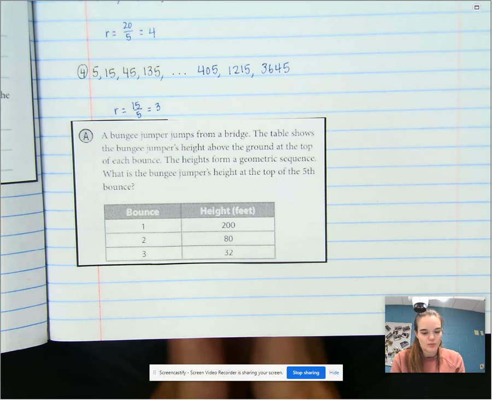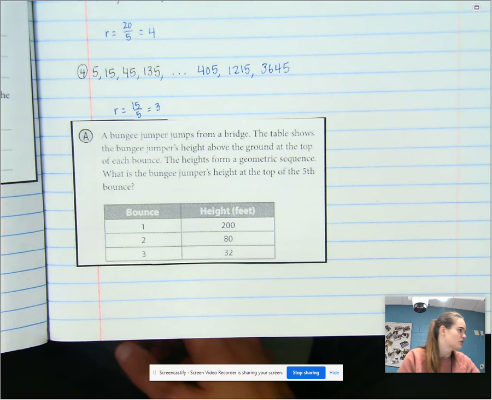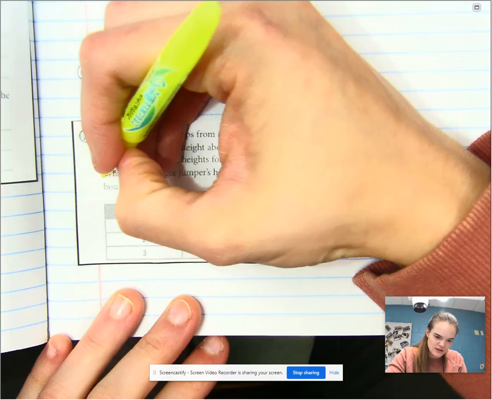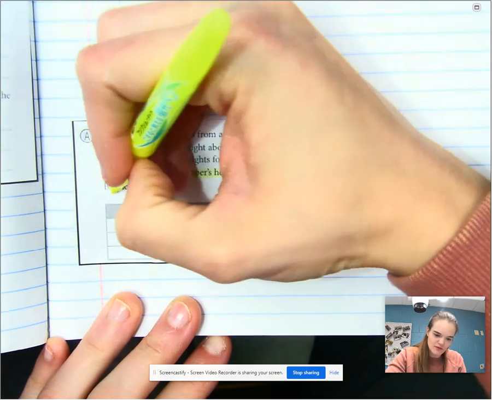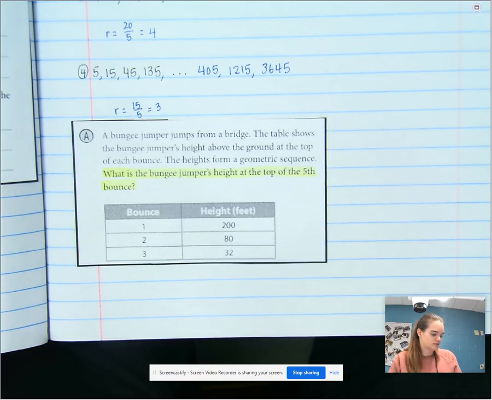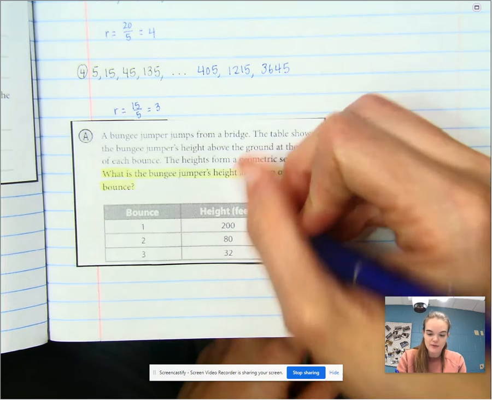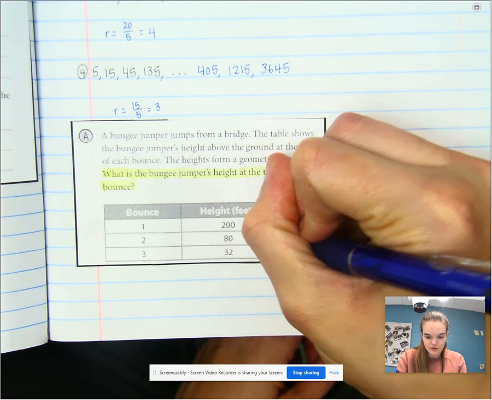All right, let's look at the word problem. A bungee jumper jumps from a bridge. The table shows the bungee jumper's height above the ground at the top of each bounce. The heights form a geometric sequence. Here's our question. We're going to highlight it. What is the bungee jumper's height at the top of the 5th bounce? That means we're going to have to extend this table to 5. In order to extend this table to 5, since it's a geometric sequence, we're going to have to find the common ratio. That means what happened from the first to the second.